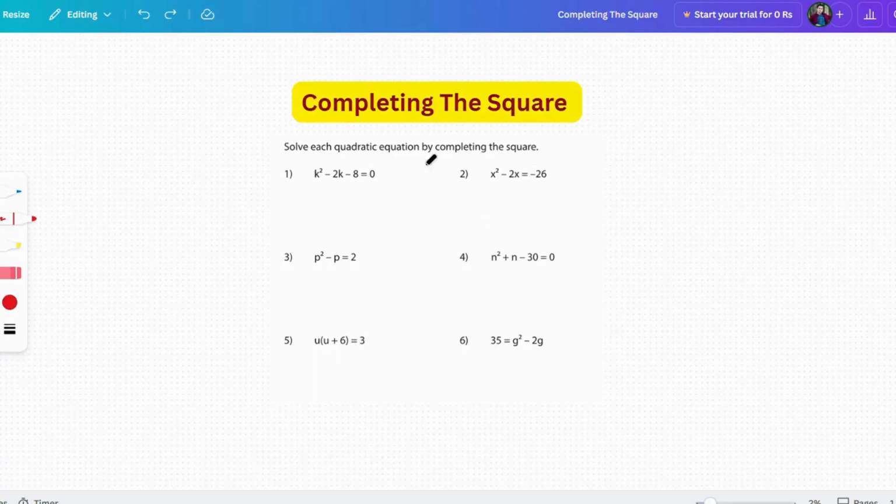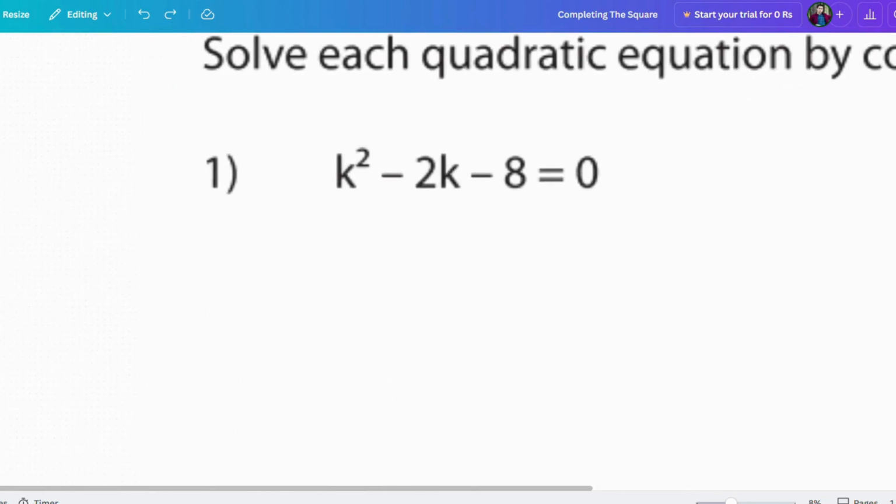In today's class we will be solving some quadratic equations and we will be using completing the square for it. So let's move towards the very first question that we have. The very first question over here is k squared minus 2k minus 8.